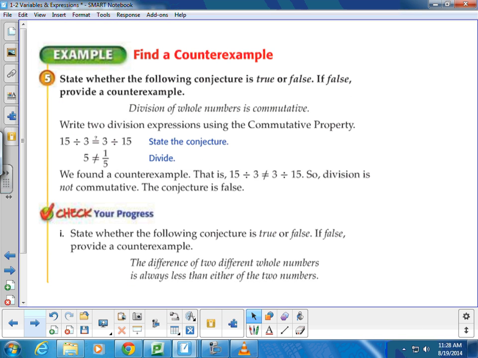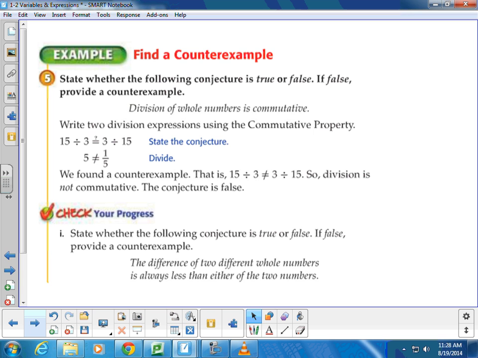And then the last thing for this is just a counterexample. If you give a counterexample, it kind of sounds like you're arguing something. Someone tells me a fact that they think is true, and I have an example of something that doesn't work. And like we said, properties are something that's always true. So if you look at example 5, still on page 31 in your book, state whether the following conjecture is true or false. If false, provide a counterexample.